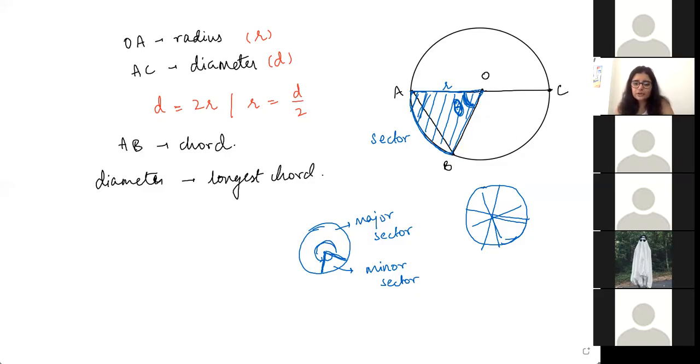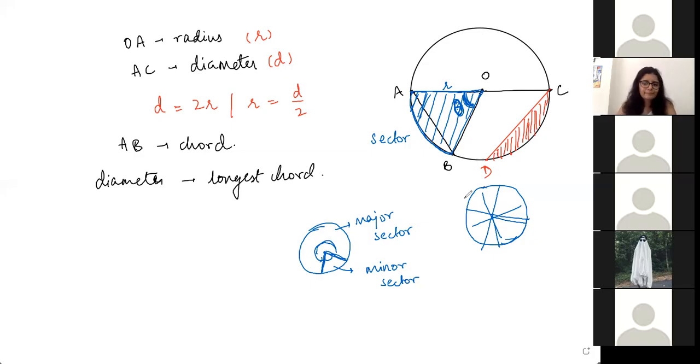Okay, now consider a chord. If I draw any random chord, it divides the circle into two parts. Let's say I draw this random chord, and let's call this point D. CD divides the circle into two parts. There is this part, and then there's the bigger part over there. So what are these parts called?